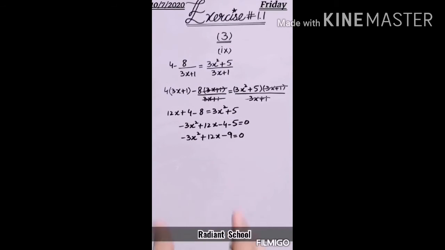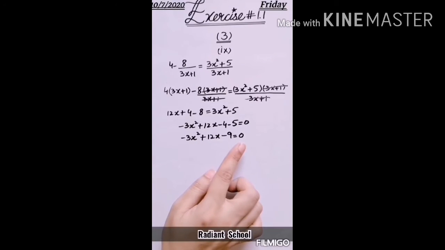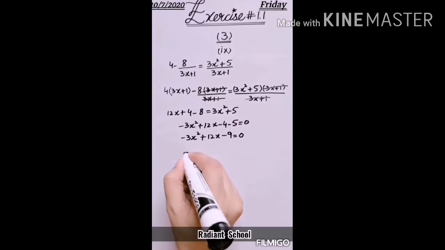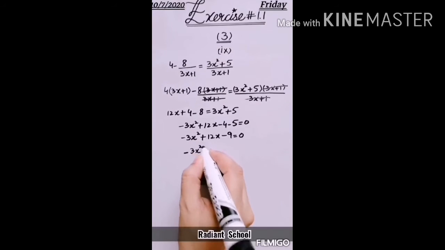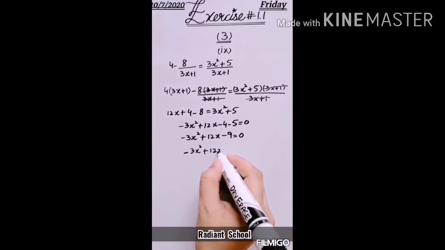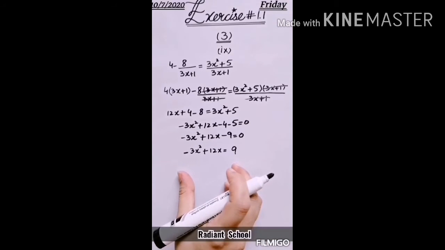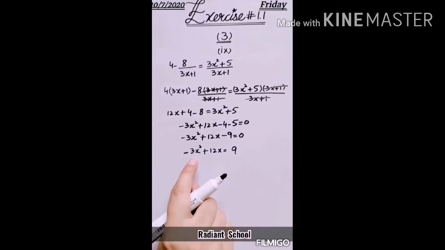Now it is your standard form of a quadratic equation. First we have written the x square term, then the x term, and then the constant. Now students, the first step of the completing square method is that you have to shift the constant to the right hand side, which is equal to 9. Then you have to make the coefficient of x square 1.